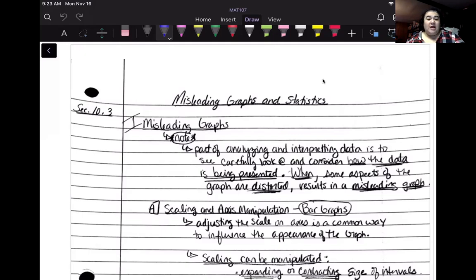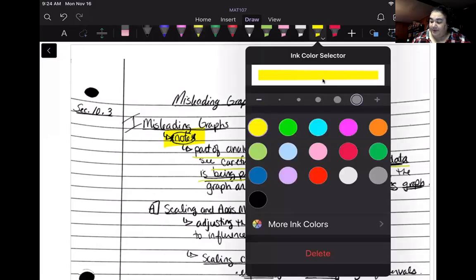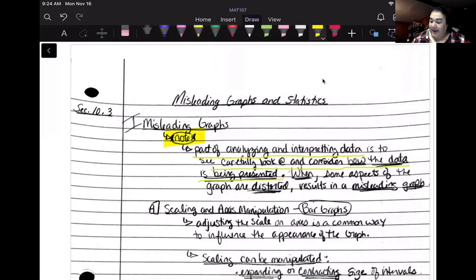Okay, so we're going to start with topic 1, misleading graphs. Now, the thing that you need to note here: part of analyzing, and I'm going to go ahead and underline that right there, part of analyzing and interpreting data is to carefully look at and consider how the data is being presented. I'm going to highlight that part again. How the data is being presented, okay? That is the graph that you're looking at, the pie chart that you're looking at, the histogram that you're looking at, okay? And we're going to look at the various ways in which that can happen.